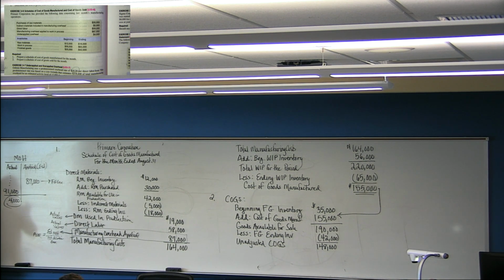Think of the word underapplied, use underestimated instead. I underestimated. That's what underapplied means. What do you think overapplied means then? Overestimated. That might make more sense. So underapplied means underestimated. I underestimated how much overhead I should apply. Well, I still have to apply the 4,000. At the end of the period, I have to find a way to deal with it because it's still overhead that I incurred, rent, utilities, whatever it was, and I still have to give it to an expense account because I did incur it. So here's how we deal with that.